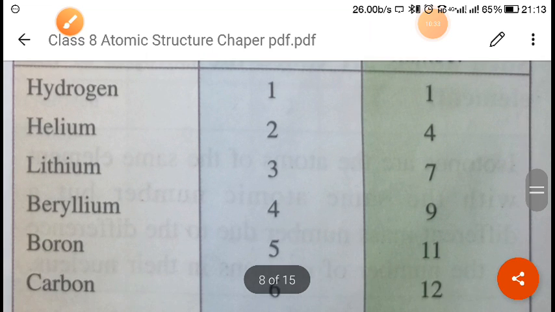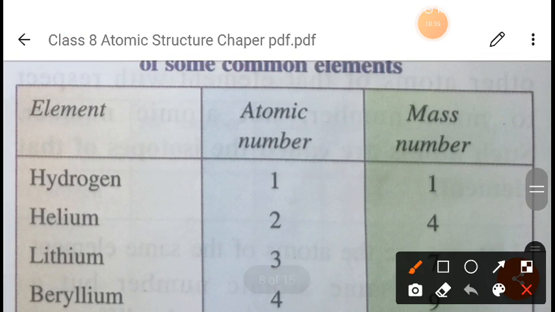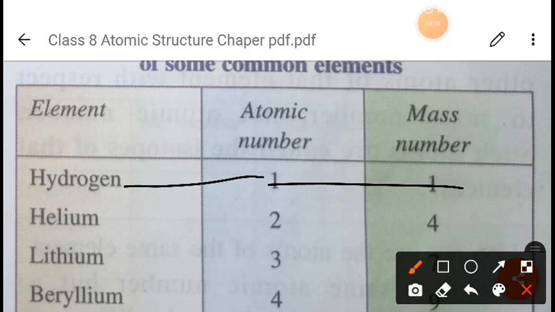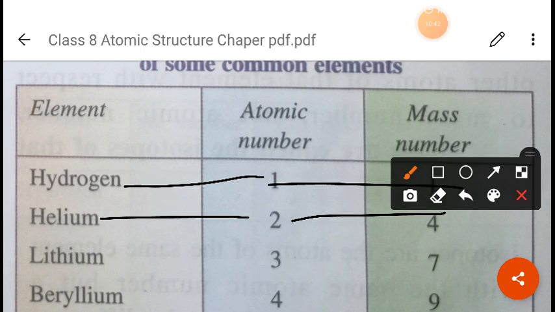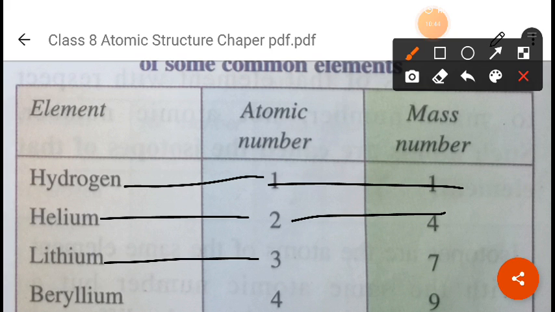So as you can see, some of the representation is given here. For hydrogen, atomic number is 1, mass number is 1. Helium, atomic number 2, mass number 4. Lithium, atomic number 3, mass number 7. Beryllium, atomic number 4, mass number 9.